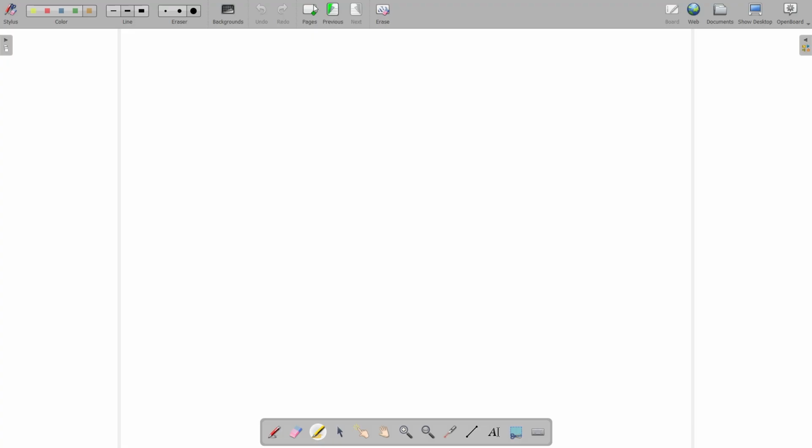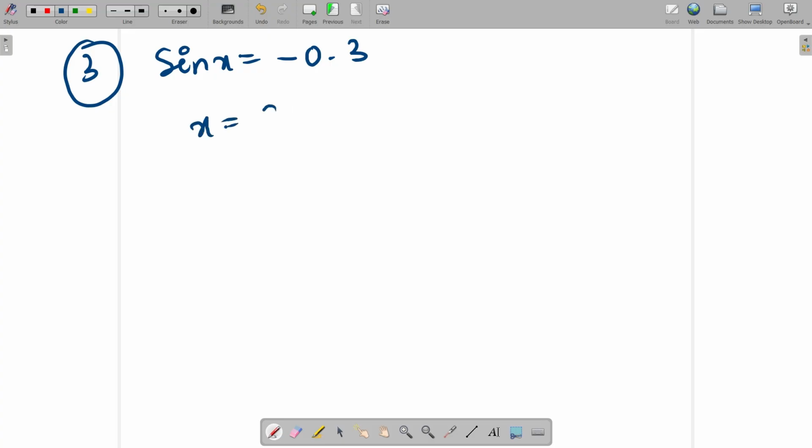So let's say you have sine of x is equal to negative 0.3. This is my third example. Okay, now let's do sine inverse of this. What will I get here? Sine inverse of negative 0.3, close the bracket.